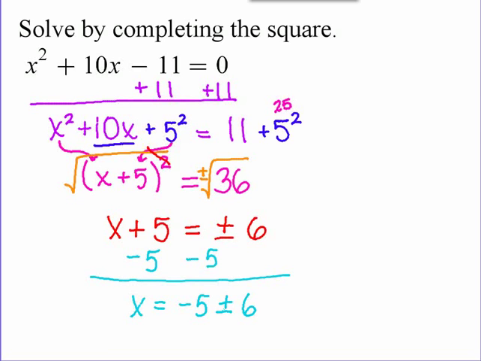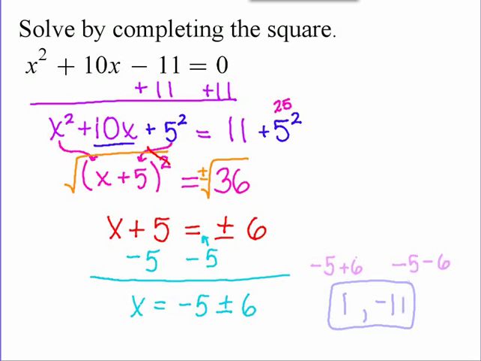Always put the number you added in front of the plus or minus. The reason is that it's going to be easier for us to find the answers. The first answer is going to be -5 plus 6. The second answer will be -5 minus 6, because that's what this plus or minus means. -5 plus 6 will give me 1. -5 minus 6 will give me -11. So those are our two solutions.